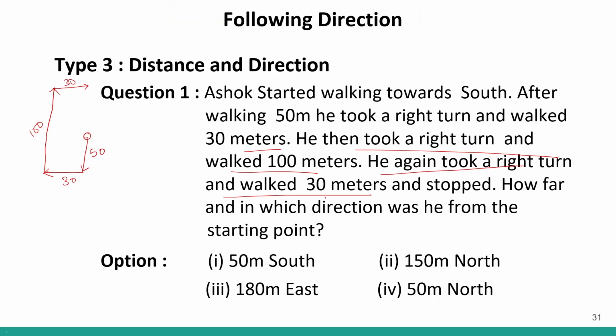And he stopped. How far and in which direction was he from the starting point? So this is the starting point. From starting point, the direction is north. And how far? So it will be 100 minus 50. That is 50 meter. So he will be 50 meter north, which is option number 4. So option number 4 is your correct answer.